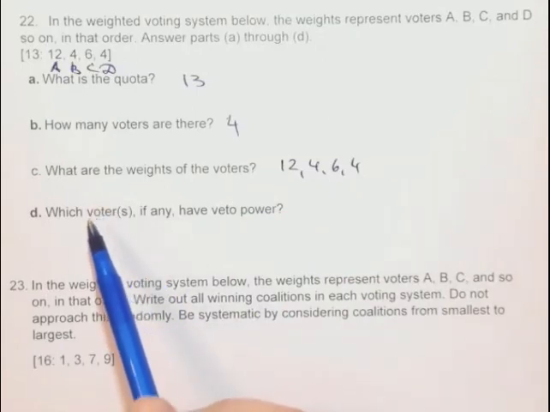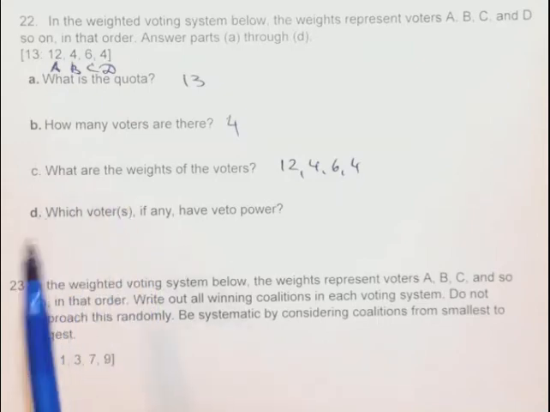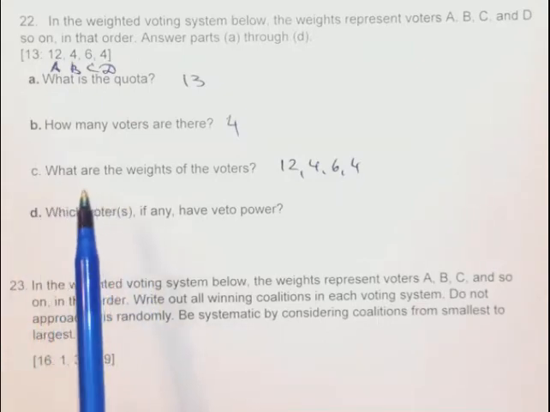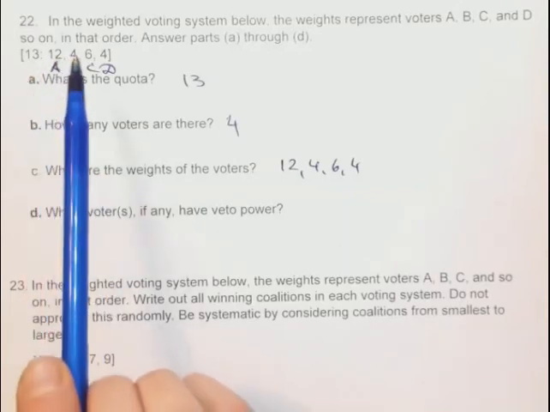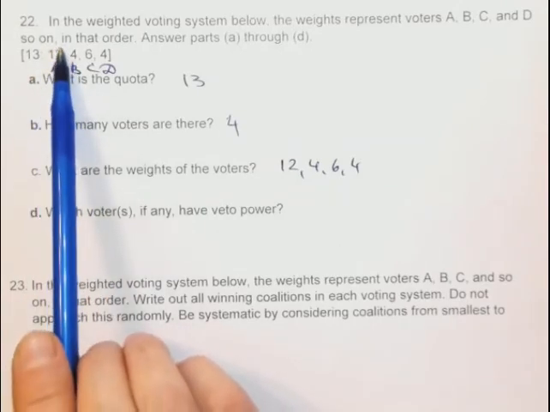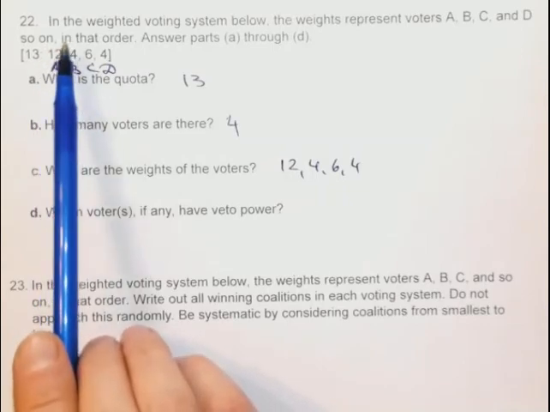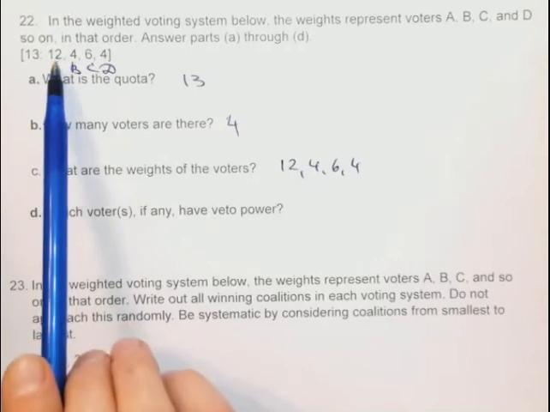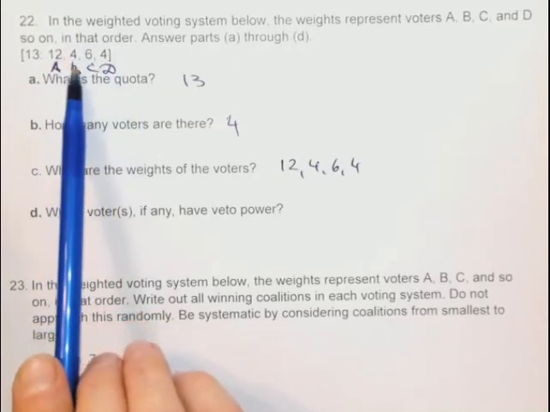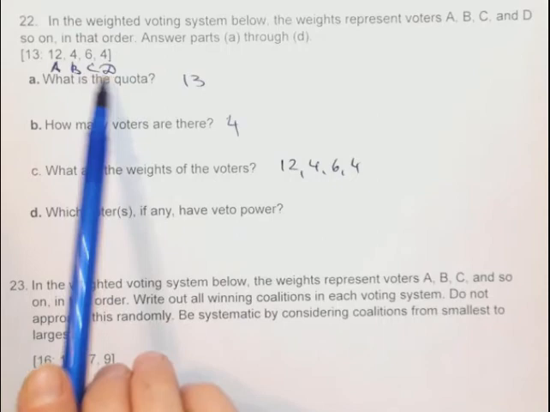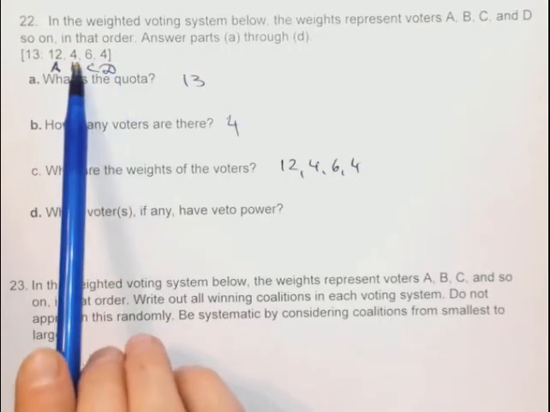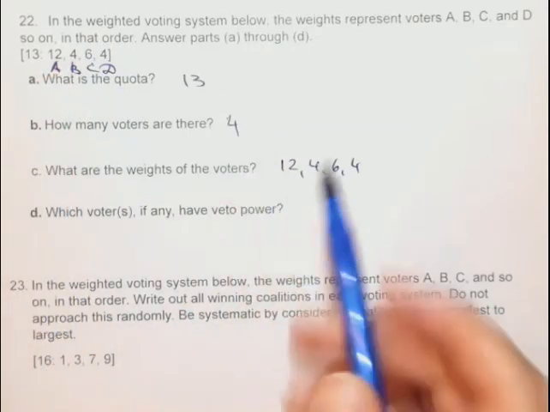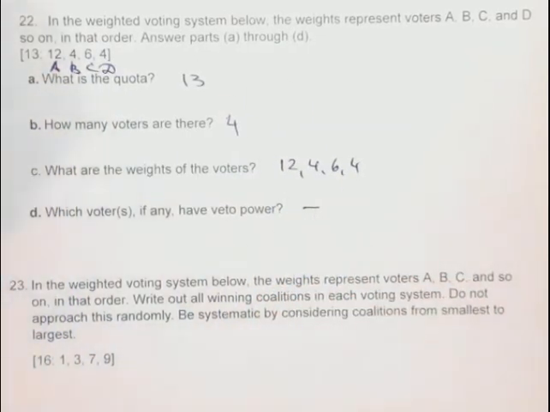If anybody has veto power, it means that without this voter, no resolution can be taken. So A has the most votes. First, it cannot take any resolution by itself. Second, B, C, and D together have 14 votes, so they can take a resolution even without A. So there is nobody with veto power.